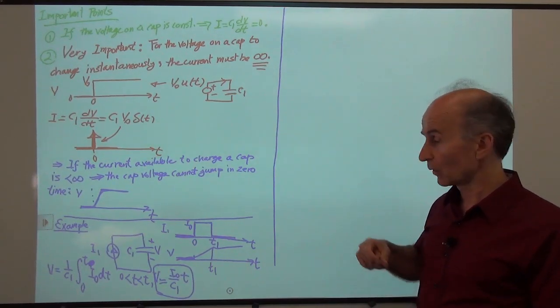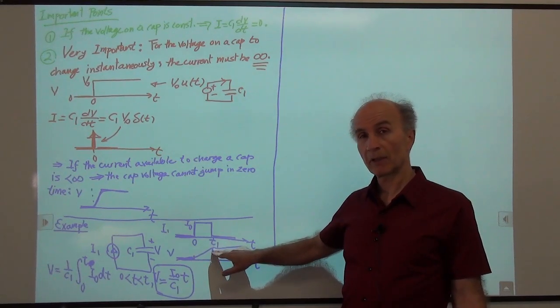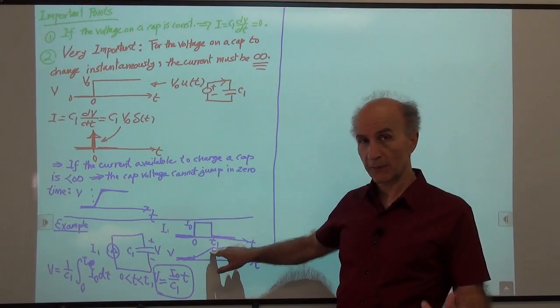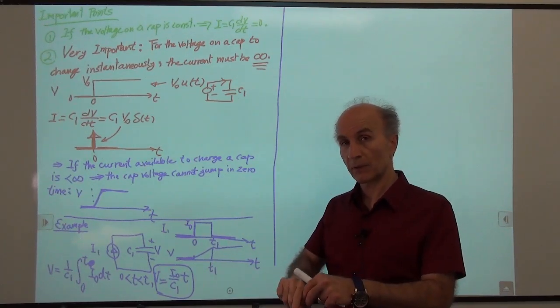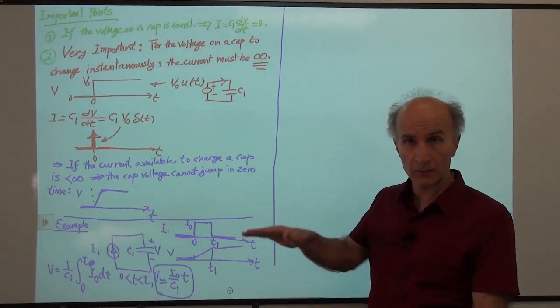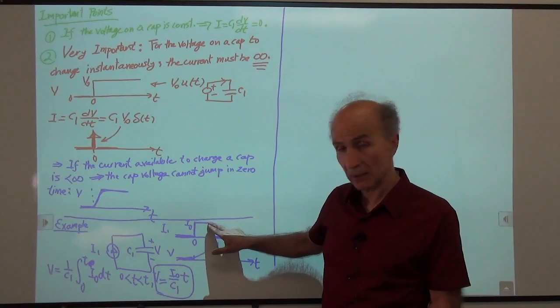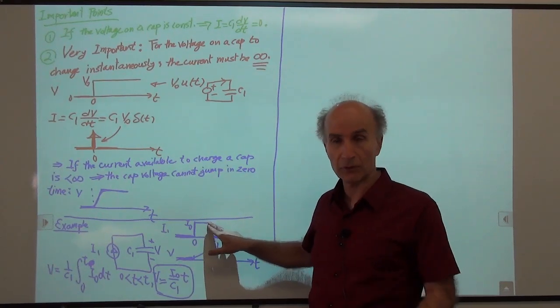Okay, so does this linear behavior remind us of something? Yes, previously we said that if we charge a capacitor with a constant current, the voltage on the capacitor grows linearly with time. And that's what we are doing, right? We have a constant current from here to here, and during that time, the voltage rises linearly.